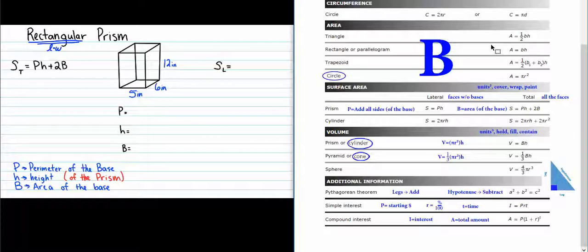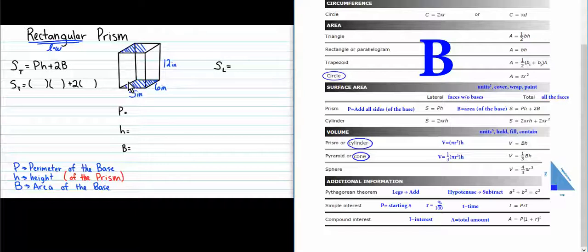Now what I want to do is establish my base. If I'm going to sub in this formula, what's my base? Notice my rectangular prism must have a rectangular base. So there's my rectangle. Now let's go find P. P stood for perimeter of the base. Well, find me the perimeter. You'd have to do 5 plus 5 plus 6 plus 6.